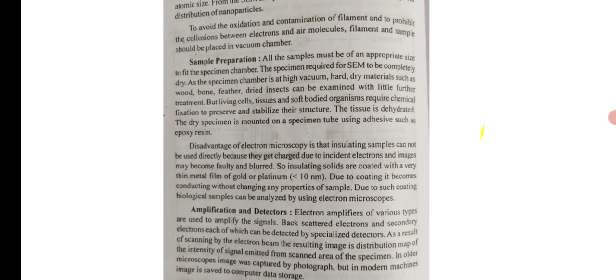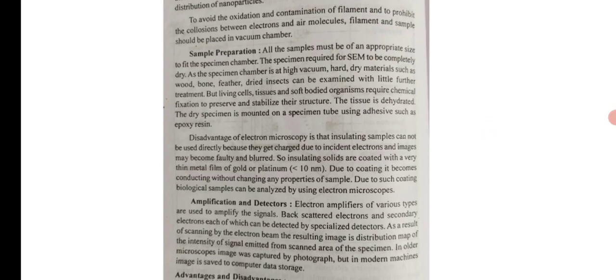Amplification and detection. Electron amplifiers of various types are used to amplify the signals. Backscattered electrons and secondary electrons can each be detected by a specialized detector. As a result of scanning by the electron beam, the resulting image is a distribution map of the intensity of the signal emitted from the scanned area of the specimen in the holder. The microscope's image can be captured by photograph, but in modern machines, the image is saved to computer data storage.